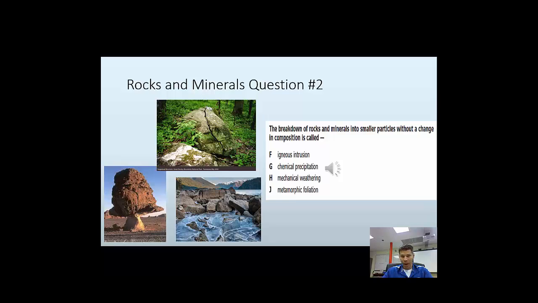What happened here, you had some water seep into a crack, and when the water got really cold at night, it froze and expanded and further broke this crack open. This process happens over and over and over again and eventually splits a rock in half.